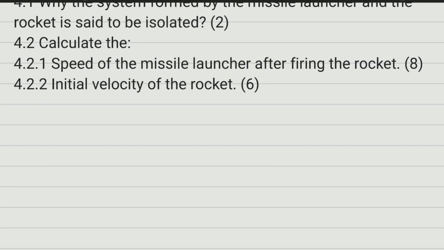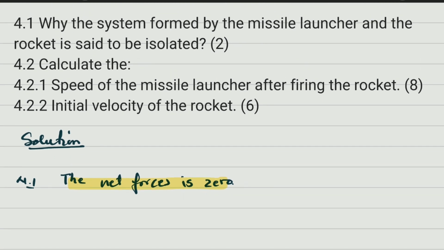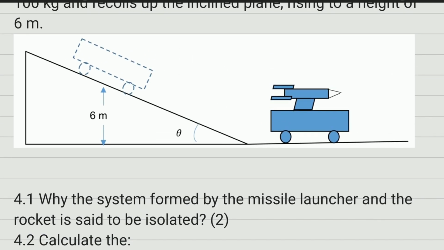That one is quite easy, so let's answer that one first. And the answer is because the net force is 0. An isolated system is when the net force is equal to 0, and that is quite simple. They say calculate the speed of the missile launcher after firing the rocket. And for this one, let's have a quick look here.